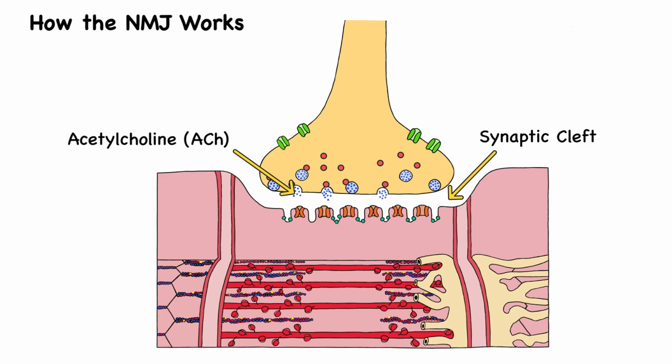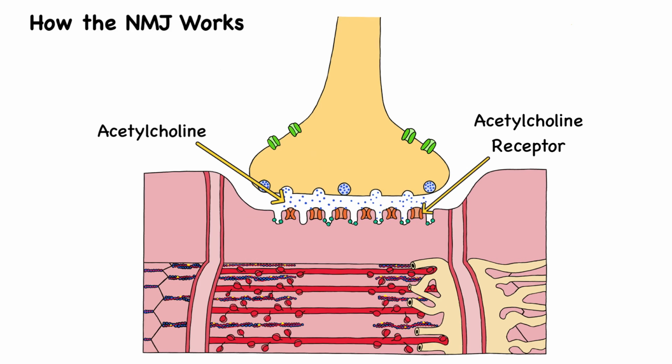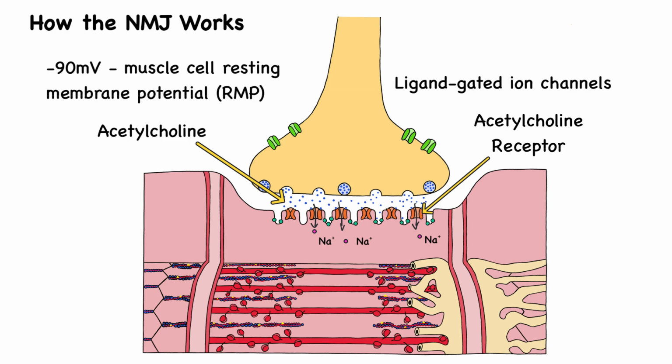Acetylcholine diffuses across the synaptic cleft and binds to receptors on the motor end plate of the muscle fiber. Now, these receptors on the muscle fiber are ligand-gated ion channels. So when acetylcholine, the ligand, binds to these receptors, they open up and sodium ions rush into the muscle cell from the extracellular fluid. At rest, a muscle cell's membrane is very negative, about -90 millivolts. We call this its resting membrane potential.